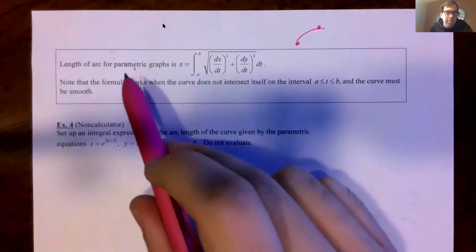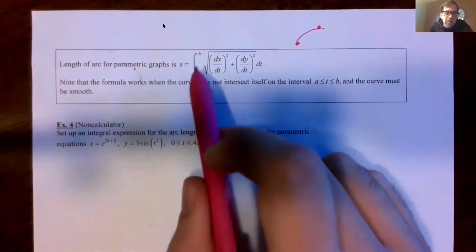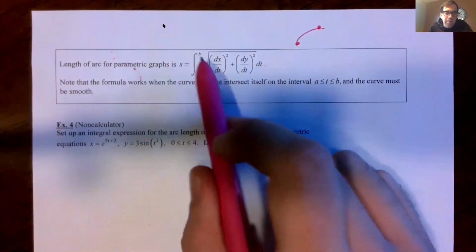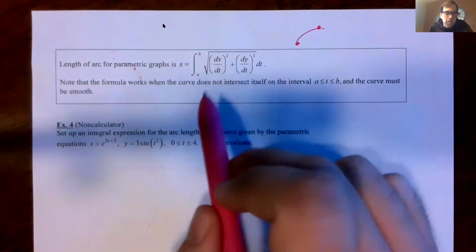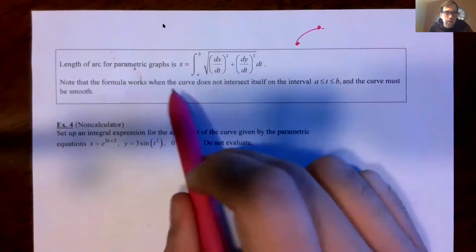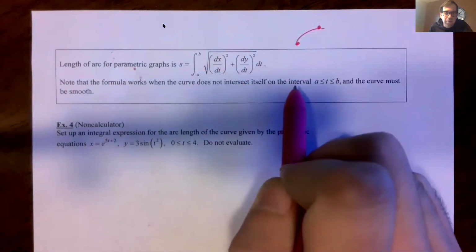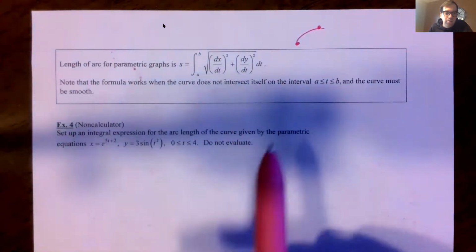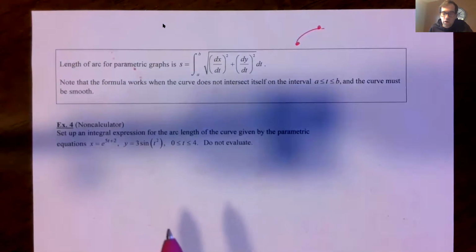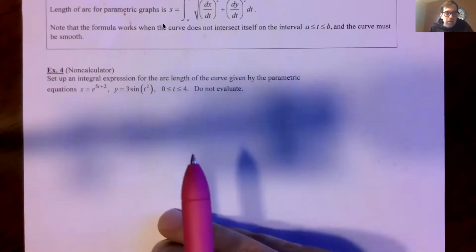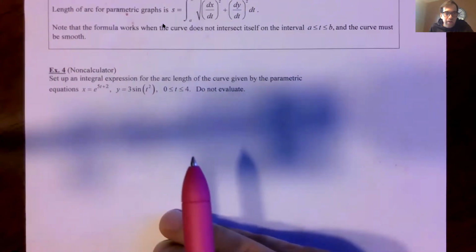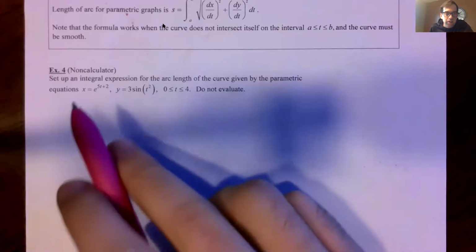So the arc length for a parametric graph is s equals the integral from a to b. A and b are t values. And then we have this kind of distance formula looking thing in here. So the formula works when the curve does not intersect itself and the curve must be smooth. So we can't have any corners or holes.